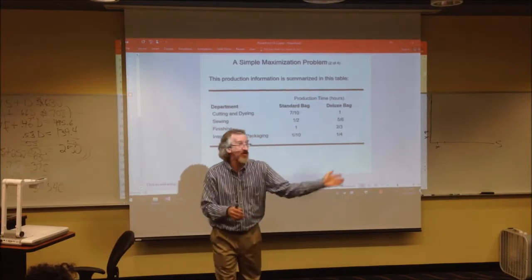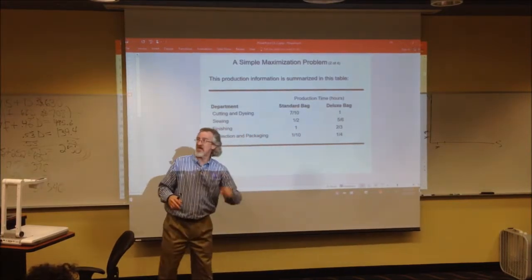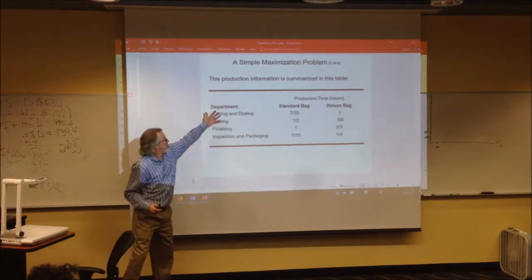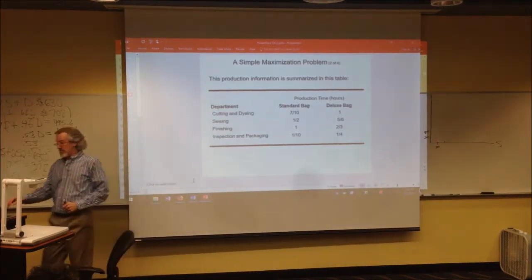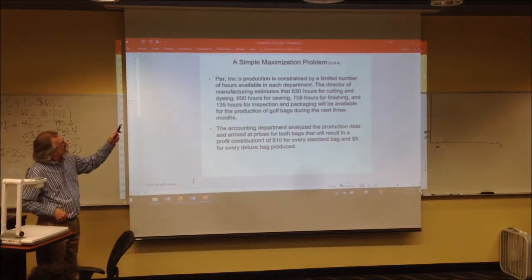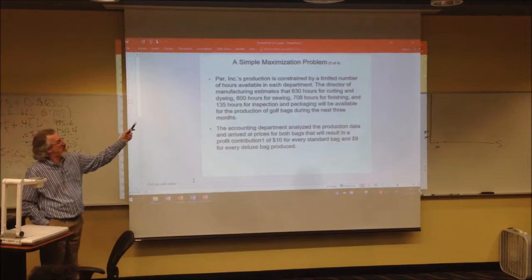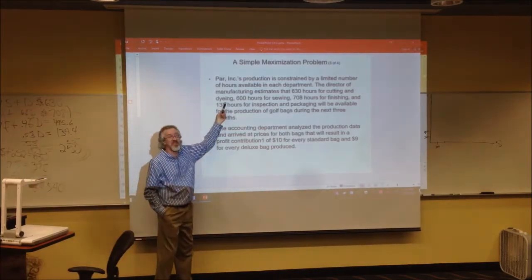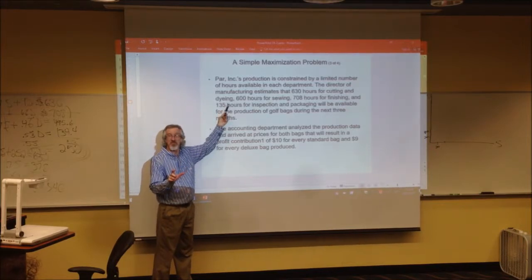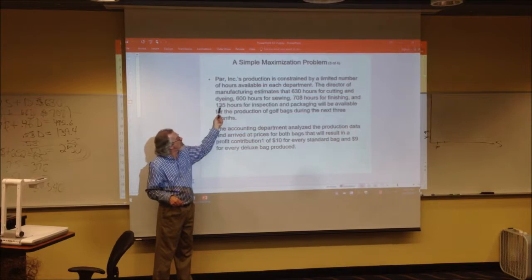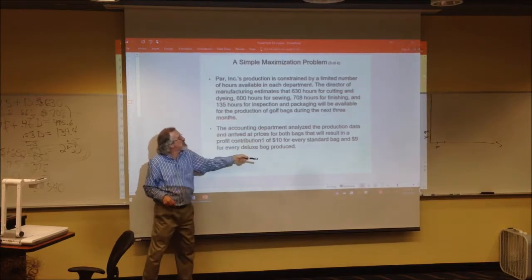We don't know how many standard we're going to do. If we change it up and start making the deluxe, we don't know how many. Because here's some additional information. There's a limited number of hours in each department. We knew that was coming. The director of manufacturing says 630 hours of cutting and dyeing over this period of manufacturing we're scheduling, 600 hours of sewing, 608 hours of finishing, 135 hours of inspection and packaging.